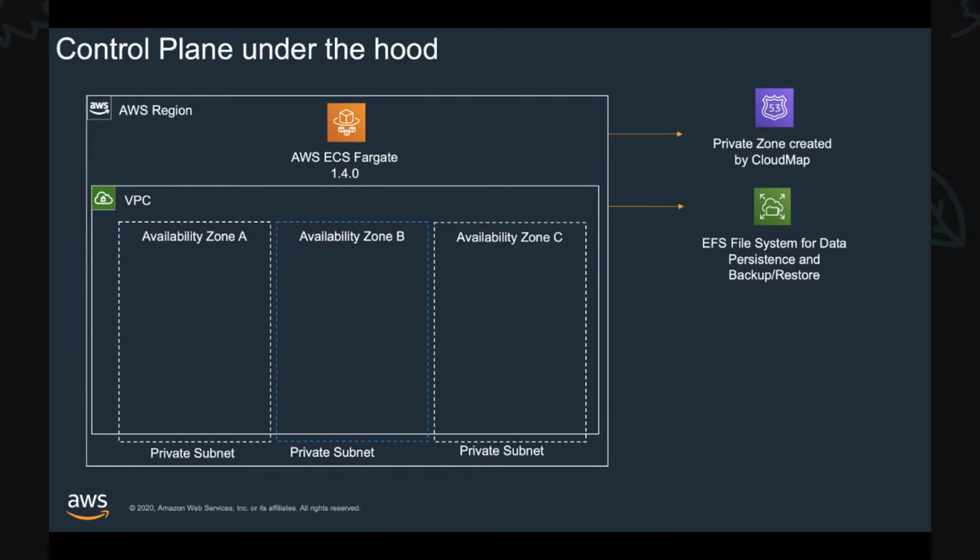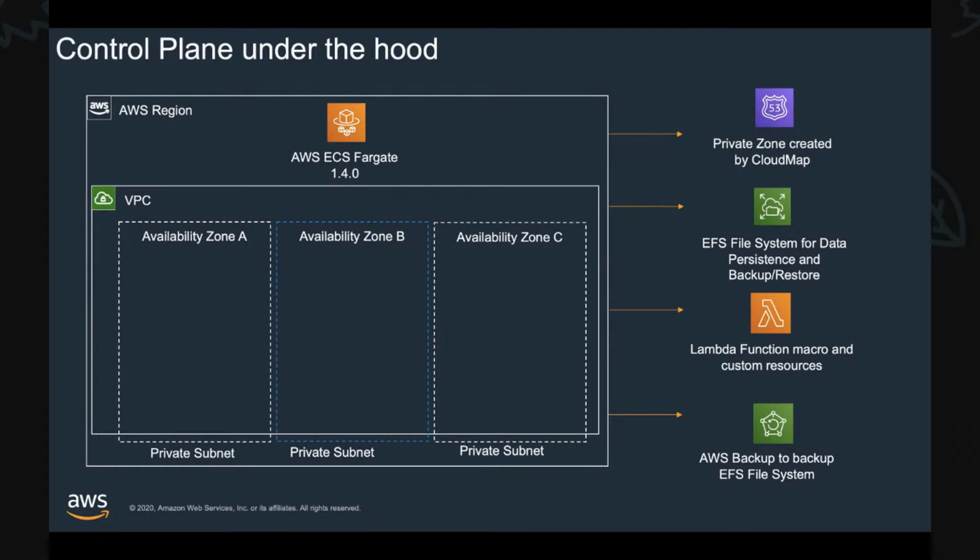It creates an Elastic File System, EFS, as the data store, and Lambda to fill the gaps where necessary. And next, it also deploys AWS Backup to back up the files on the EFS file system.